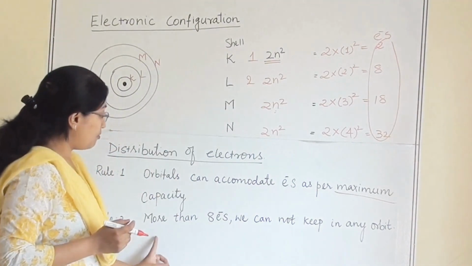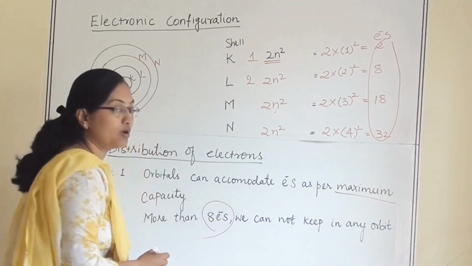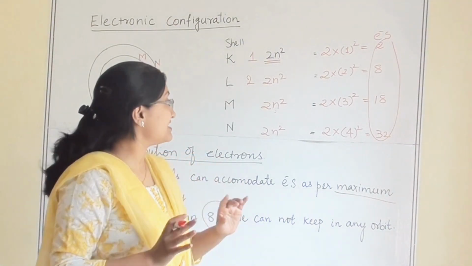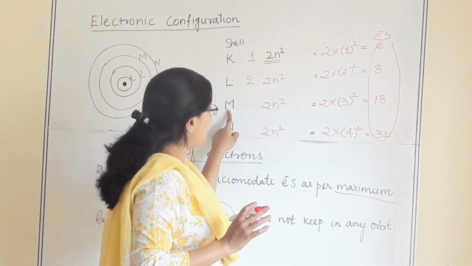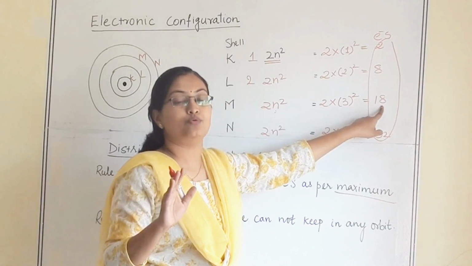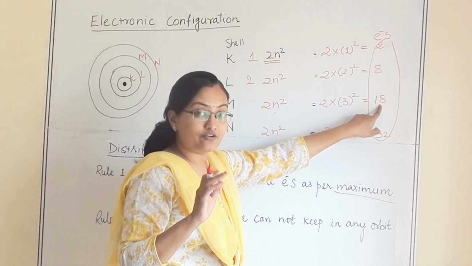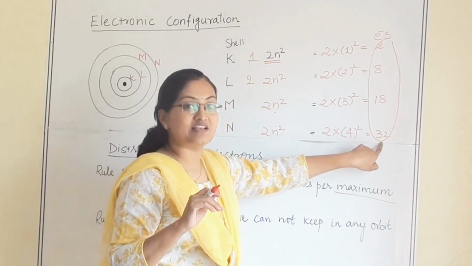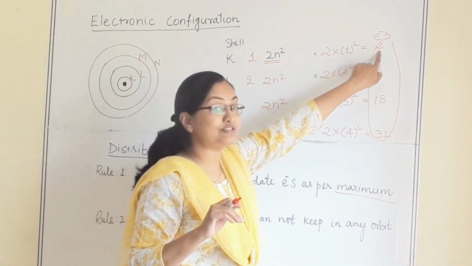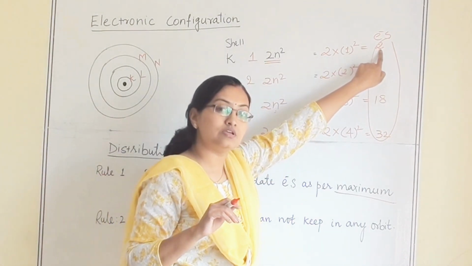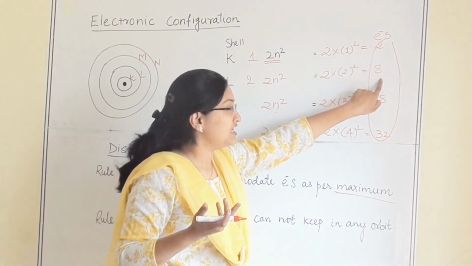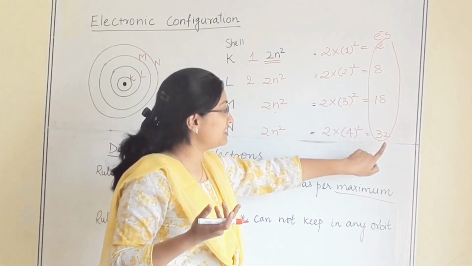Rule number 2, and this is very important: more than 8 electrons we cannot keep in any of the orbits. Yes, it is true that M orbit's maximum capacity is 18, but more than 8 we cannot put. If you have 9 electrons, then 1 electron you have to pass to N. You cannot keep more than 8. So here it is 2, only 2 electrons, because its maximum capacity is 2. Here 8 electrons, here also 8 and here also 8.